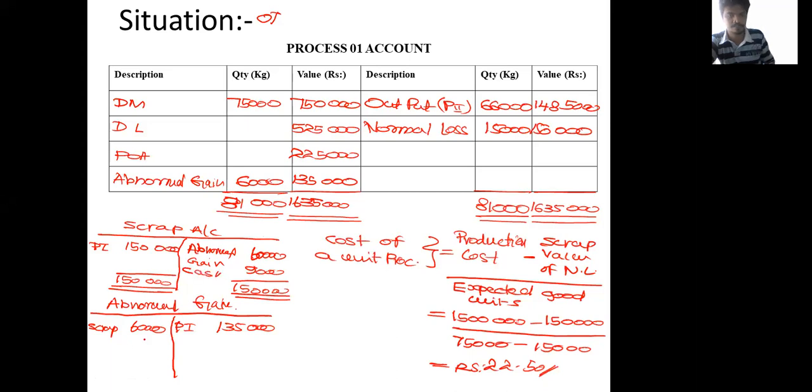You can make this as cash. Then the balance of this account, abnormal gain account, what is the balance? 75,000. We need to transfer to the PNL account. PNL account. Okay. Record this. If you have any doubts, you can ask. Okay, let's move to the next one.